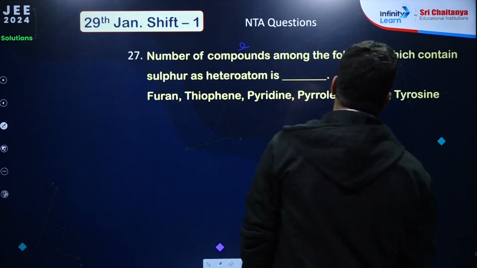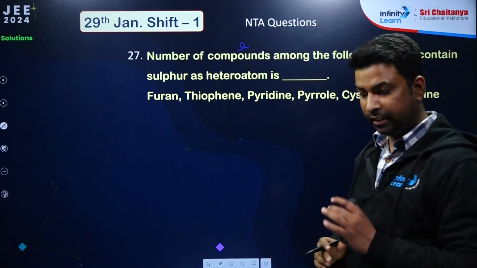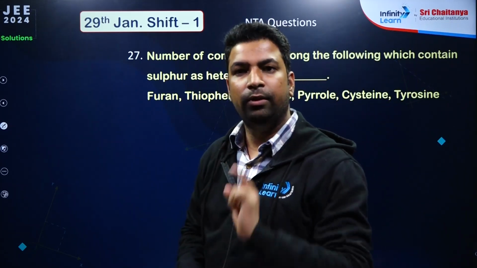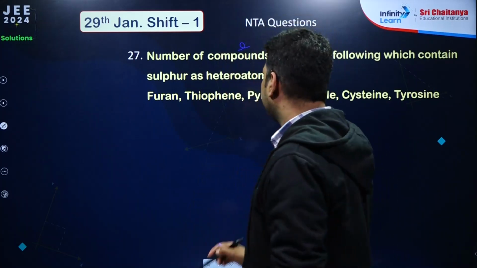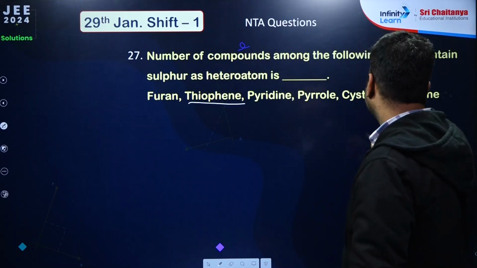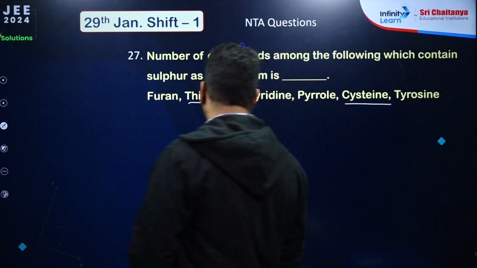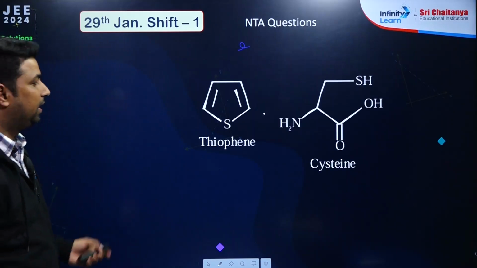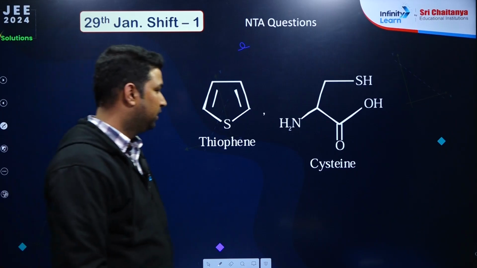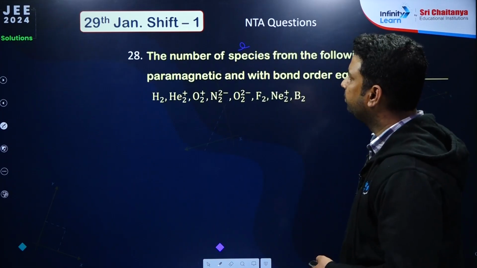The number of compounds among the following which contain sulfur as a heteroatom. See, the name which has the word thio will always contain sulfur. So thiophene is one of them. And you have to remember cystine is also, you can see the structure out there. So there are 2 molecules which contain sulfur. So answer was 2, cystine and thiophene. Okay. So I hope it is clear to you.